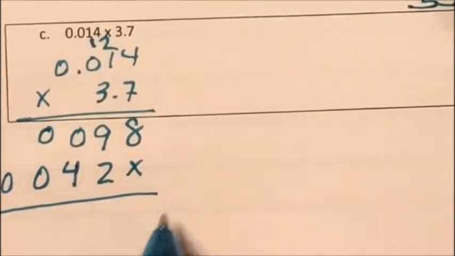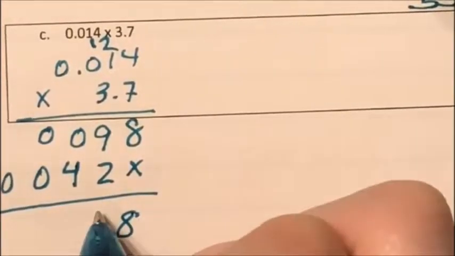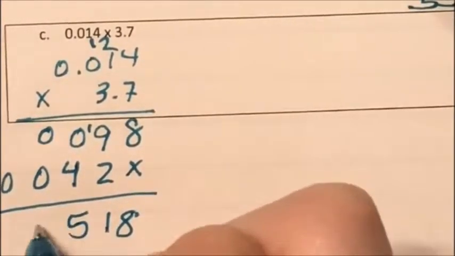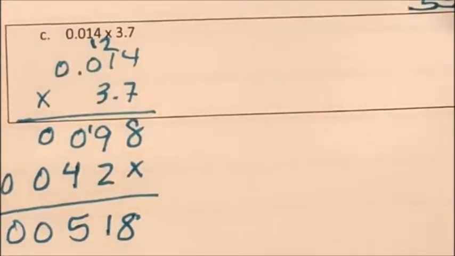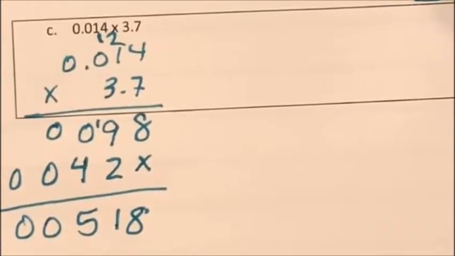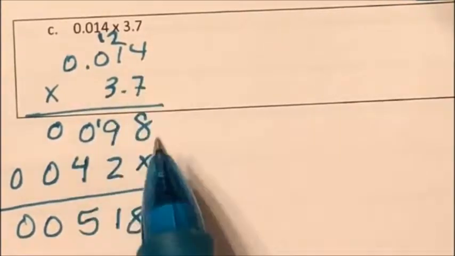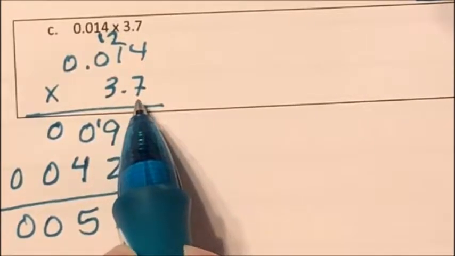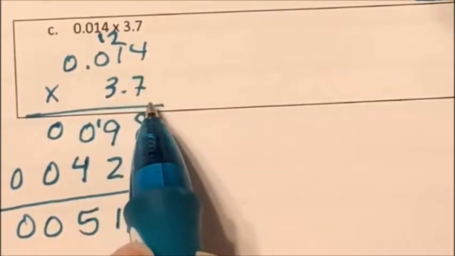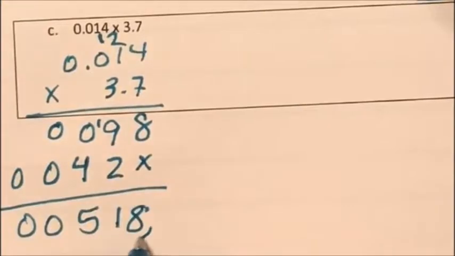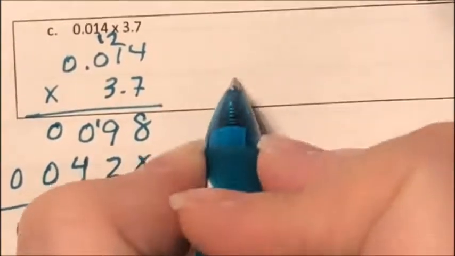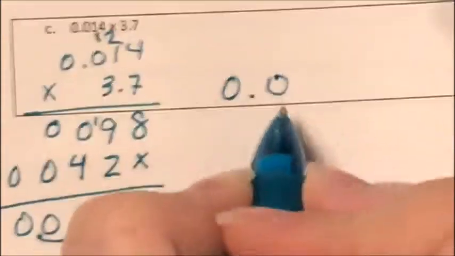I add these together. 8. 9 plus 2 is 11. 4 plus 1 is 5. Okay. So 0.014 has 3 decimal places. 3.7 has 1. So 3 plus 1 is 4. So I get 0.0518.